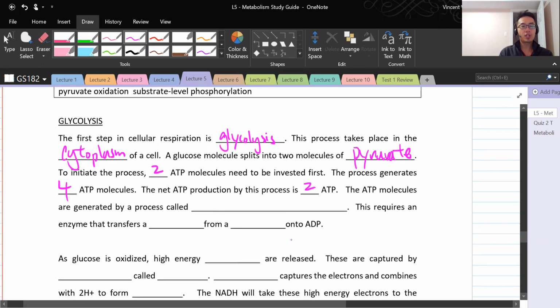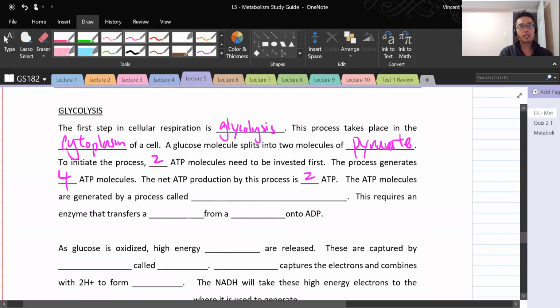All the ATP generated in glycolysis is through a process called substrate level phosphorylation. This requires an enzyme that transfers a phosphate from a fuel molecule or donor molecule onto ADP.